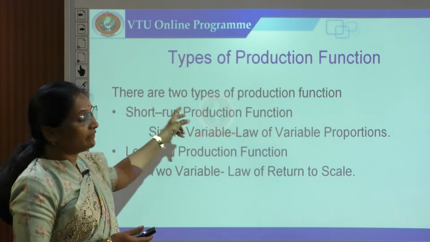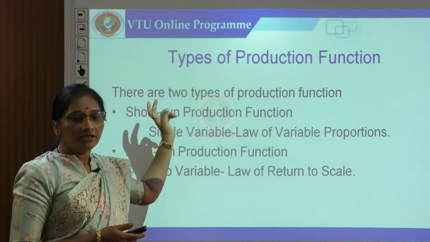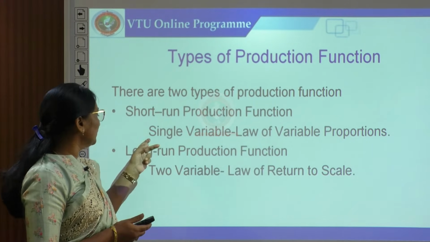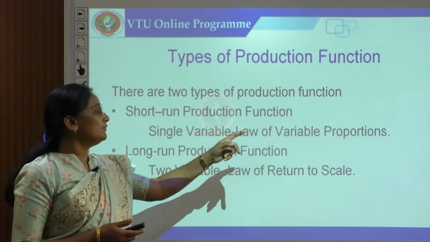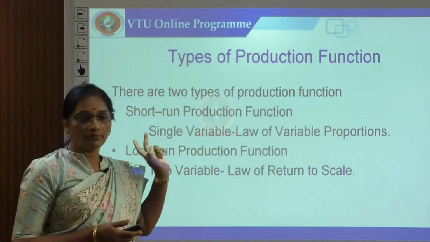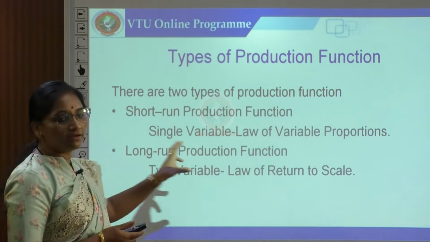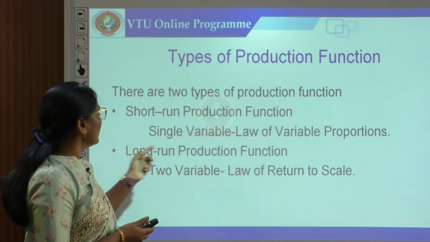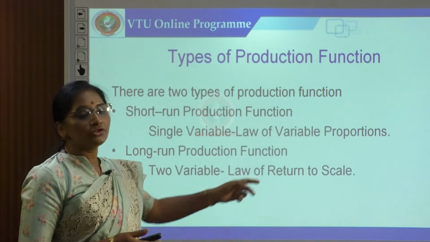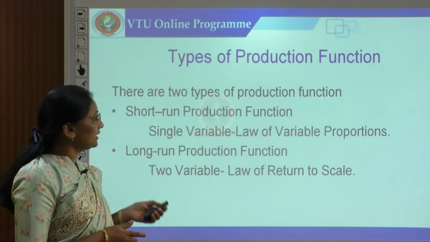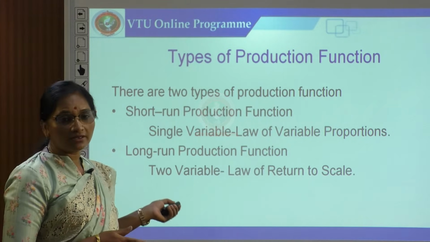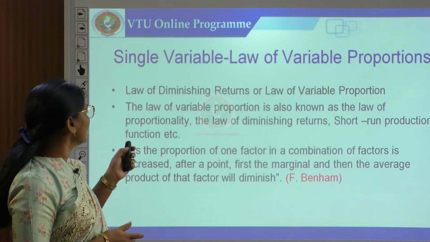Based on the typical behavior of the inputs, they have called the short run production function the single variable law of variable proportions. Based on the nature of the returns in the long run, the production function is called the law of returns to scale. So what is this, how will it be in the short run production function and what will the long run production function be, that we need to understand.